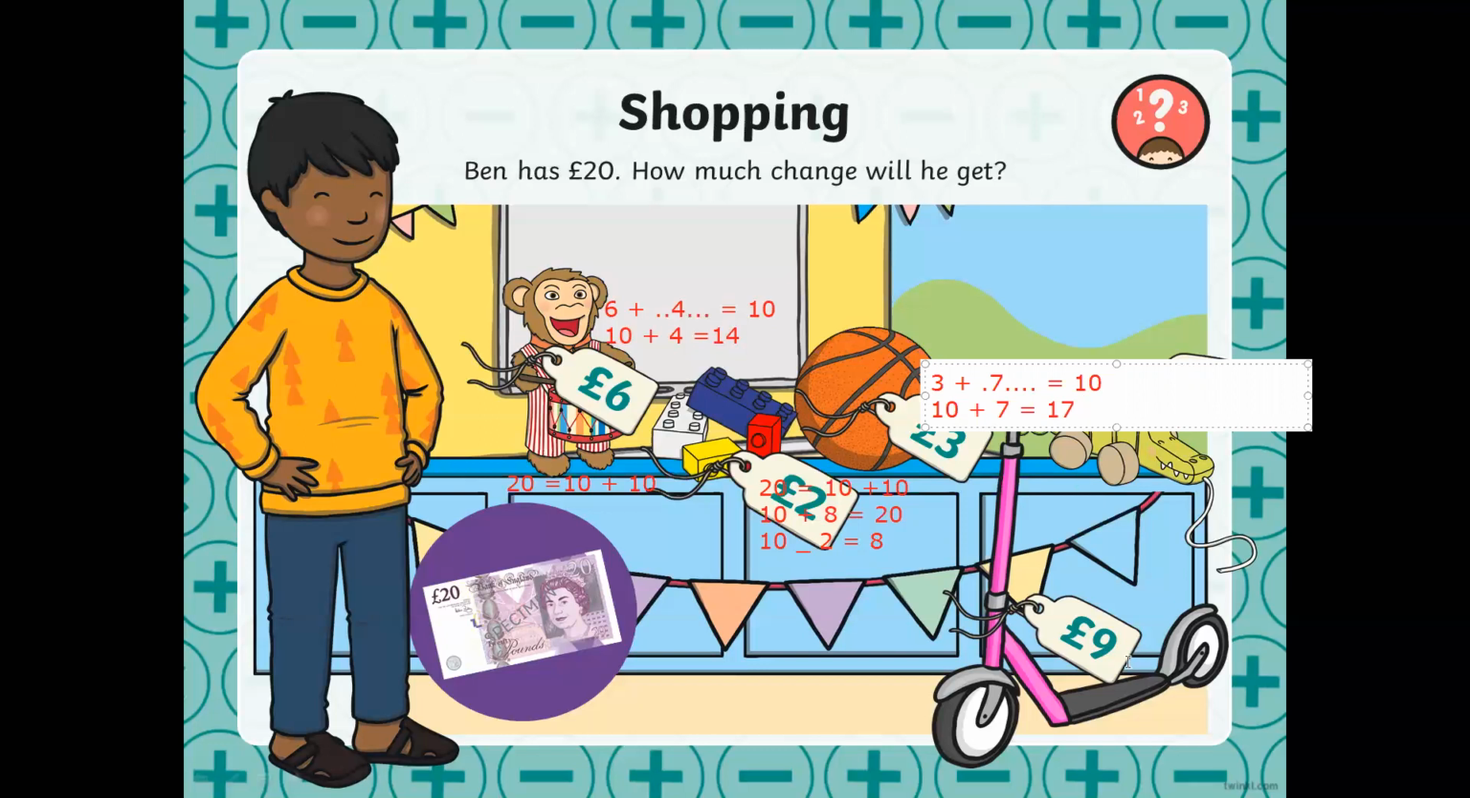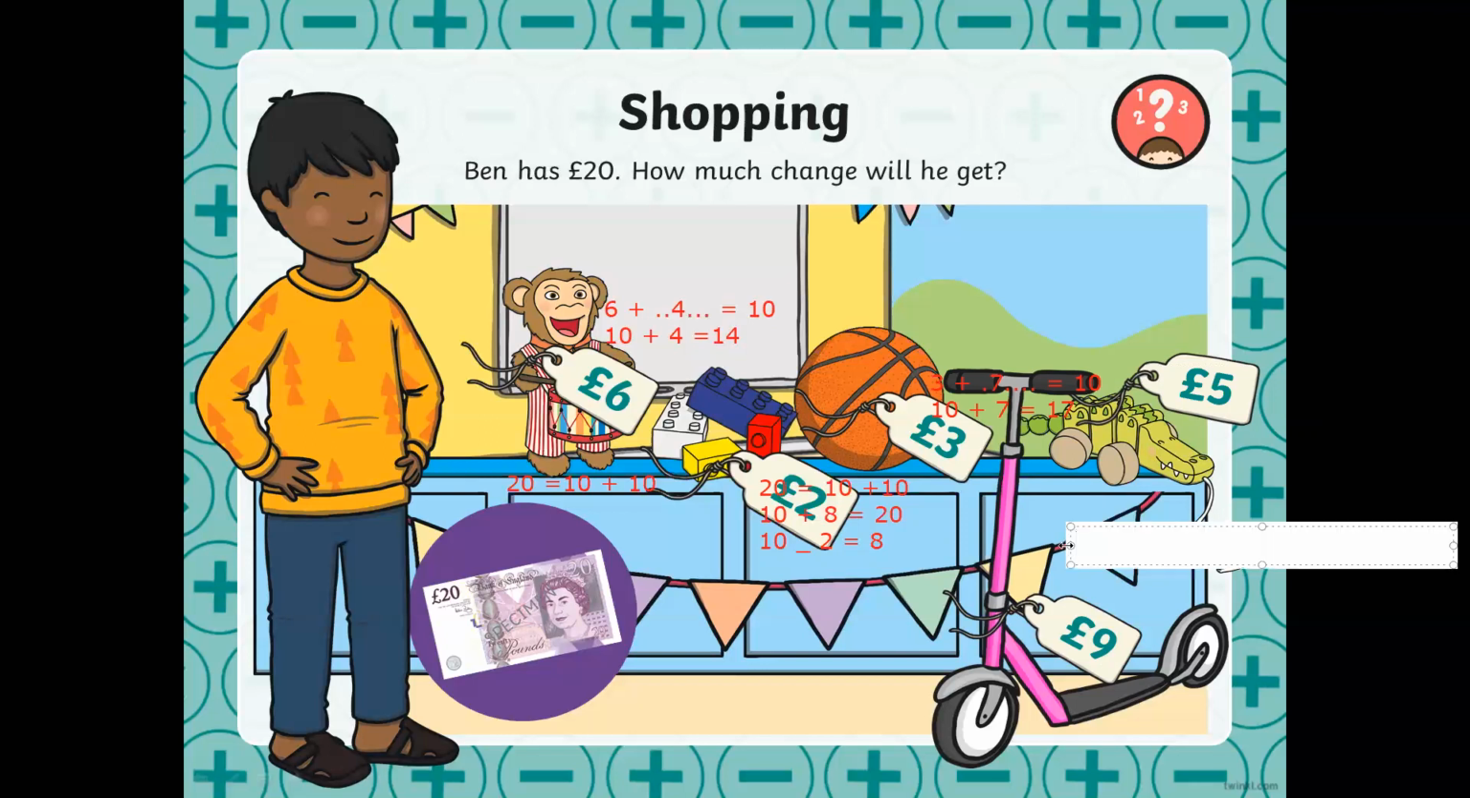Now let's see if I put this scooter for $9. 9 from 10, it will leave. Let's see, 9 plus what gives us 10? Do you remember the 9 number pair to make 10? Yes, 9 plus 1 gives us 10. So I will take $1 left from the first 10.